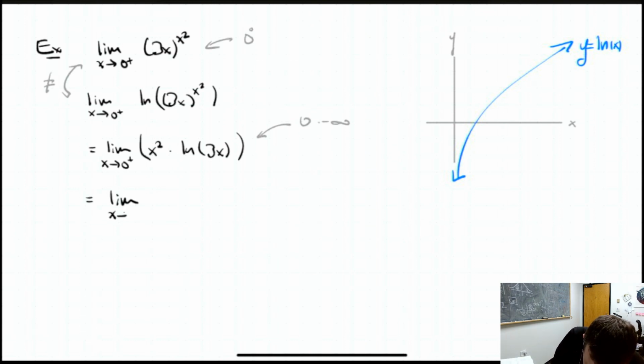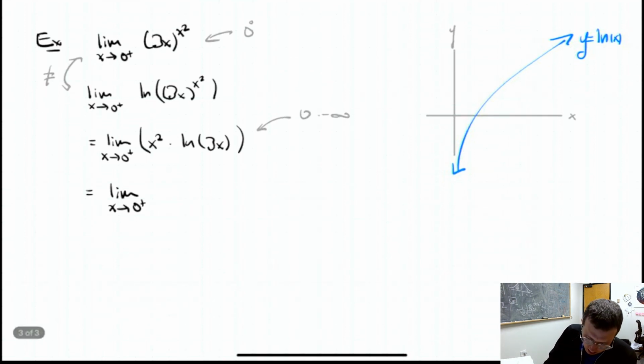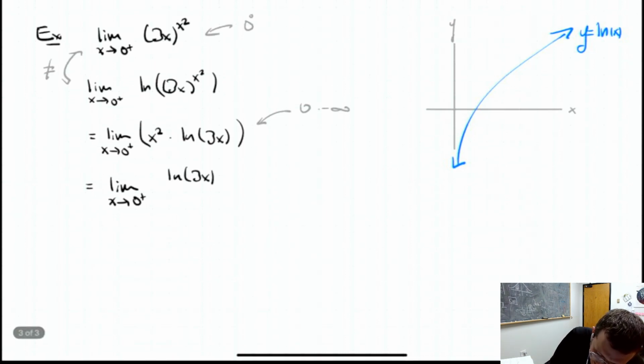0 times infinity is still indeterminate. But we could actually convert that into either 0 over 0 or infinity over infinity. The point is that we're going to put one of these things in the denominator, although to put it in the denominator we have to take the reciprocal. Multiplying by x squared is the same thing as dividing by 1 over x squared.